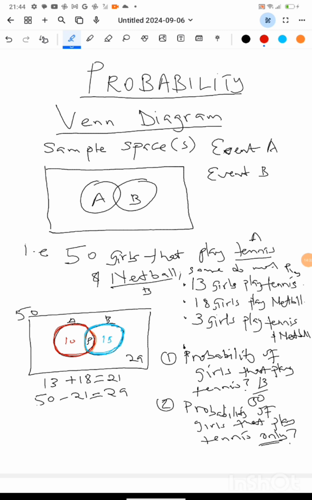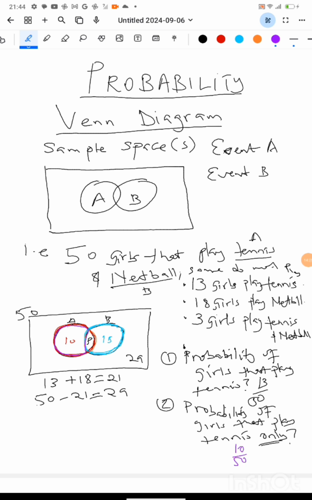So instead of having the whole red circle, you are now going to have, I'll use the color purple, only this part here. These are the girls that play tennis only. So how many girls? 10. Out of what? 50. I hope it makes sense. Then mathematically you have to simplify this. 10 out of 50 is the same as 1 out of 5.